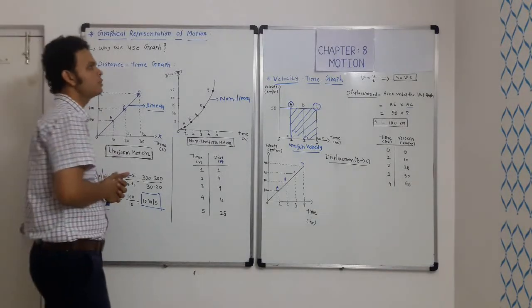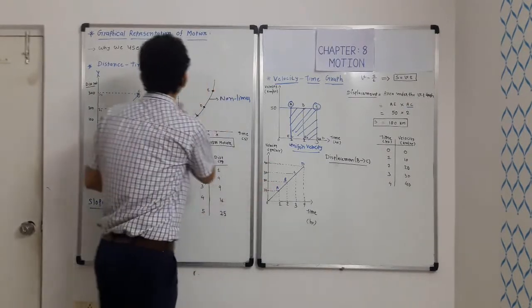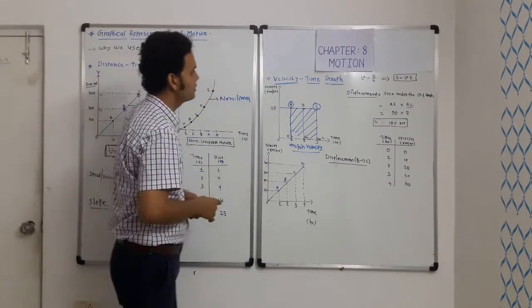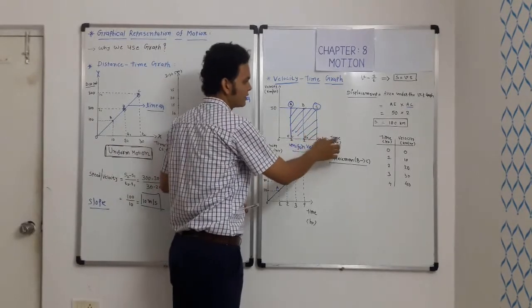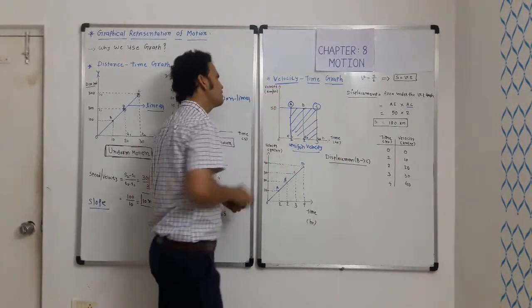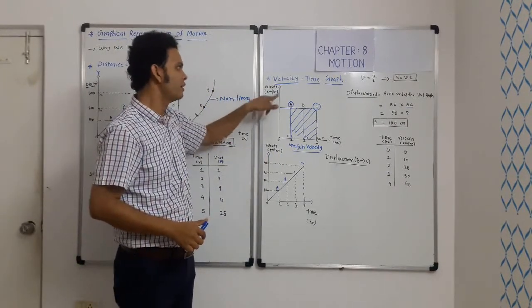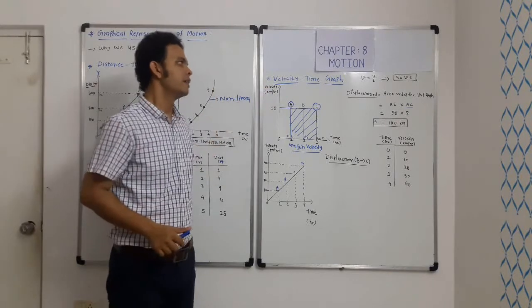Let us proceed toward the velocity time graph. So the only change between the distance time graph and the velocity time graph is here. The x-axis will remain the same, it is always time. The y-axis is velocity instead of displacement. So here the y-axis is velocity.